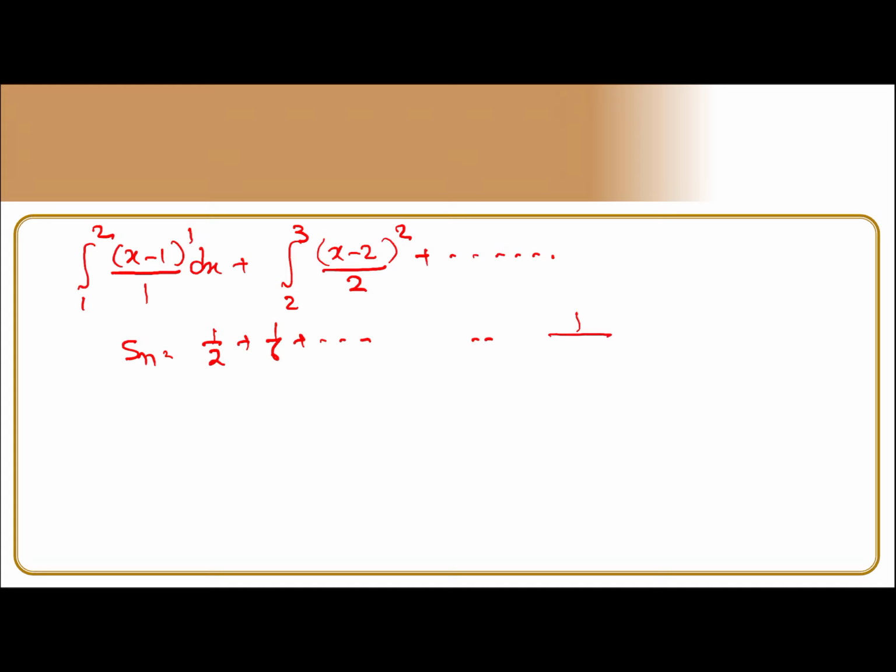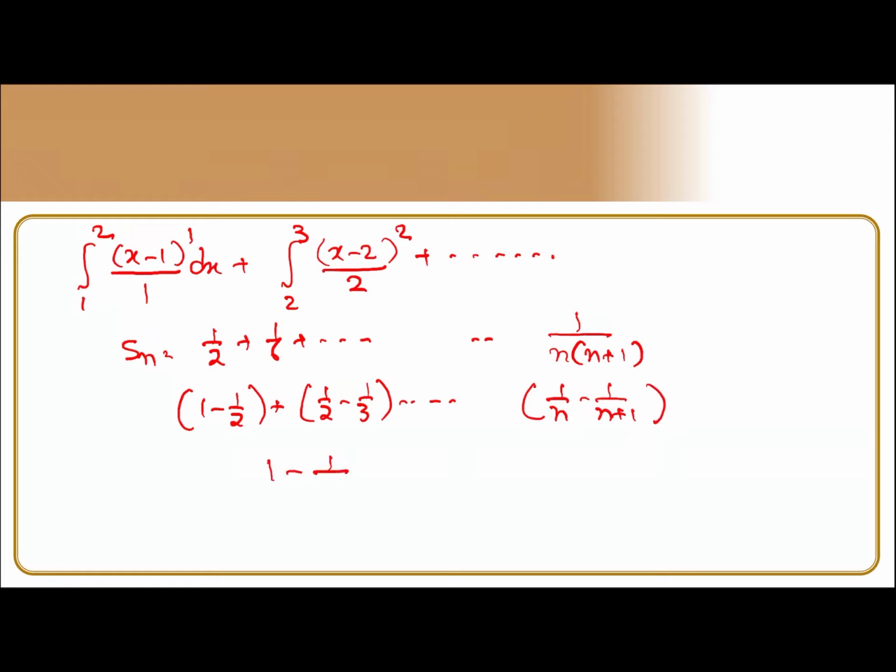Why I took this problem? Due to this only. It is in a form of 1 by n into n plus 1. So this can again be written as 1 minus 1 by 2 plus 1 by 2 minus 1 by 3 and so on, 1 by n minus 1 by n plus 1. So finally we get 1 minus 1 by n plus 1. This is equal to n by n plus 1. Every problem we are learning some more of the new concepts.